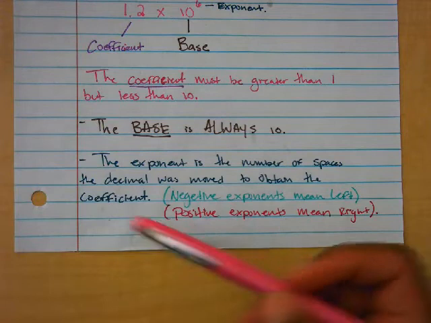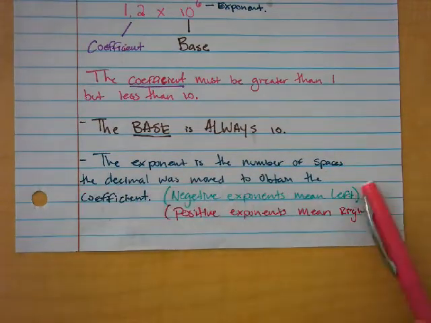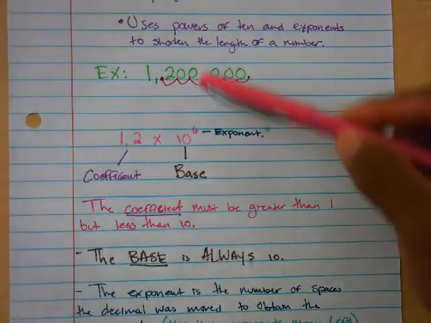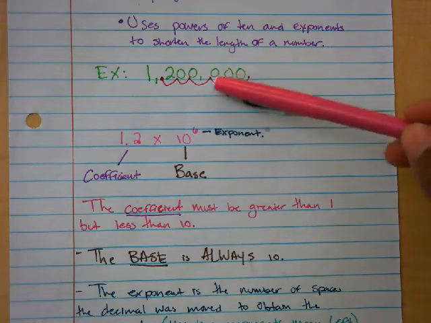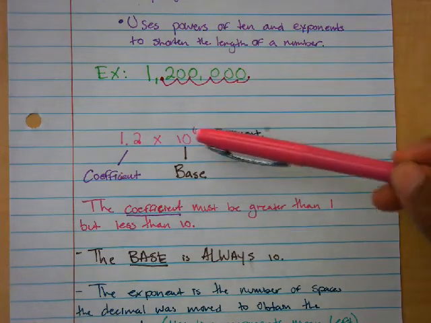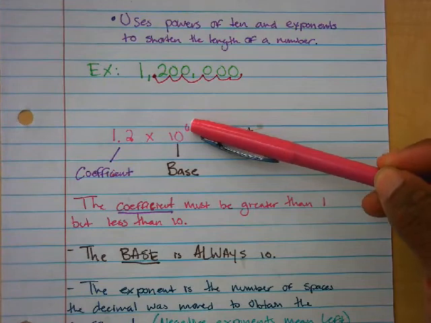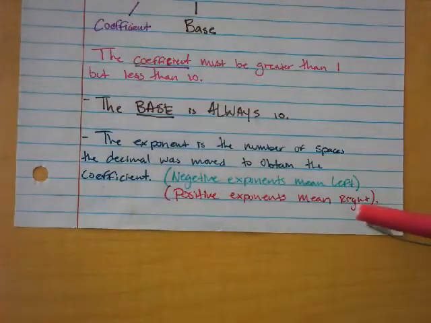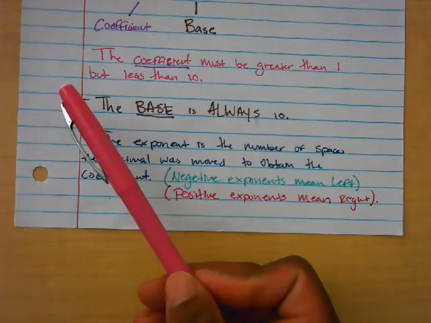And then here we have the exponent, which is the number of spaces the decimal was moved to obtain the coefficient. So when we came up here to get to that 1.2, the coefficient, we had to move the decimal 1, 2, 3, 4, 5, 6 times. And so 6 became our exponent because it lets us know how many spaces we need to move back to get back to our original number.